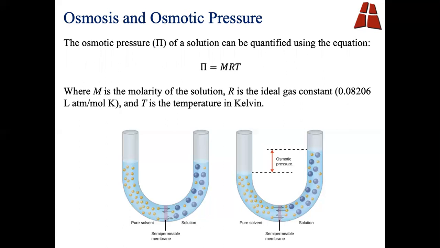And of course, this being general chemistry, we want to quantify this relationship. We can do that using this equation where our osmotic pressure, pi, is equal to MRT. M is going to be the molarity of our solution, R is the ideal gas constant, 0.08206 liter atm per mole Kelvin, and T will need to be reported in Kelvin in order for our units to cancel properly and this equation to work. Okay.